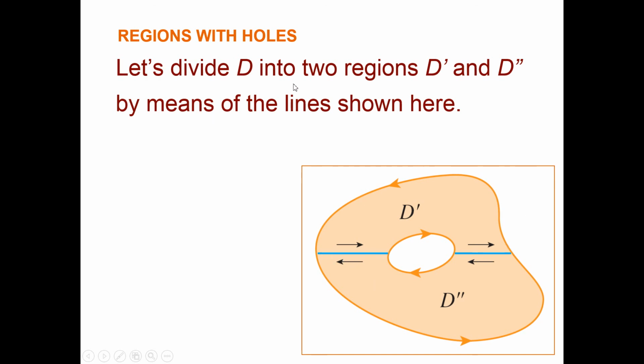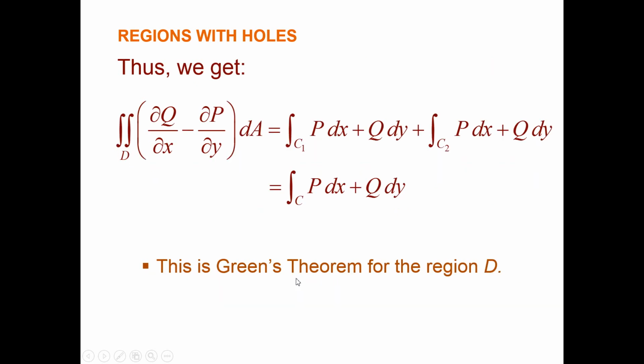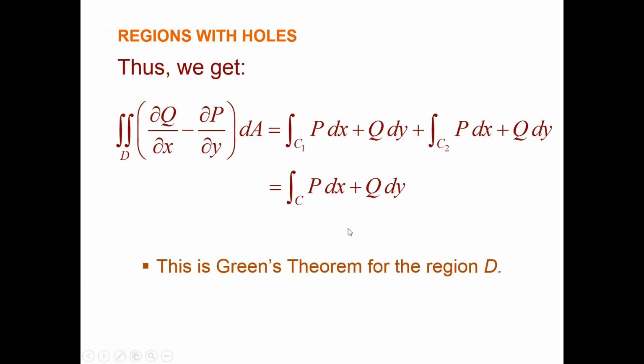Then we can draw lines to join these regions. Let's divide D into two regions, D dash and D double dash, by means of the line shown here. Then applying Green's theorem to each of D dash and D double dash, we have this form of Green's theorem, which is called the extended Green's theorem. Example 5 is done with the help of the extended Green's theorem.